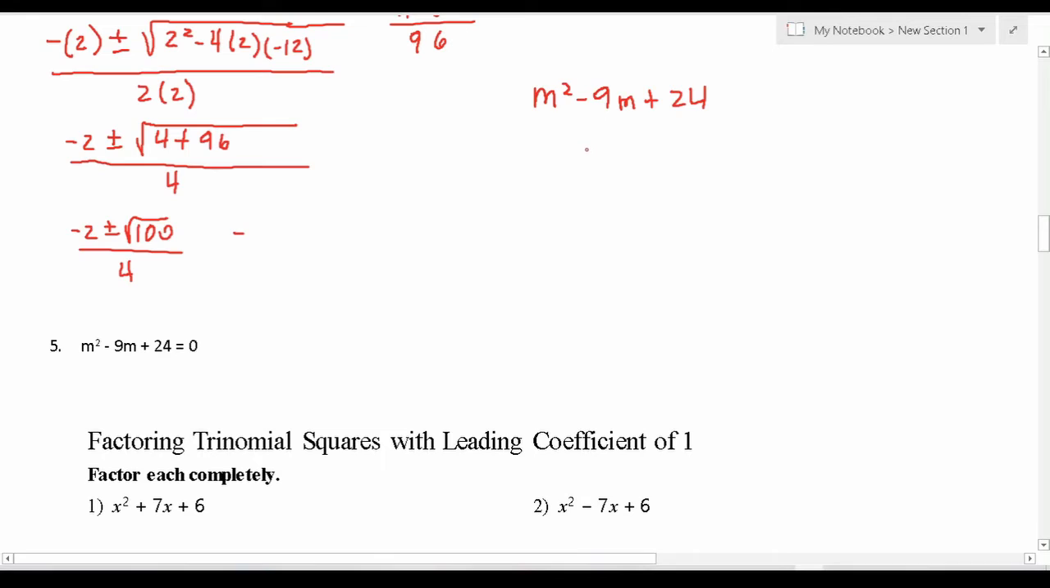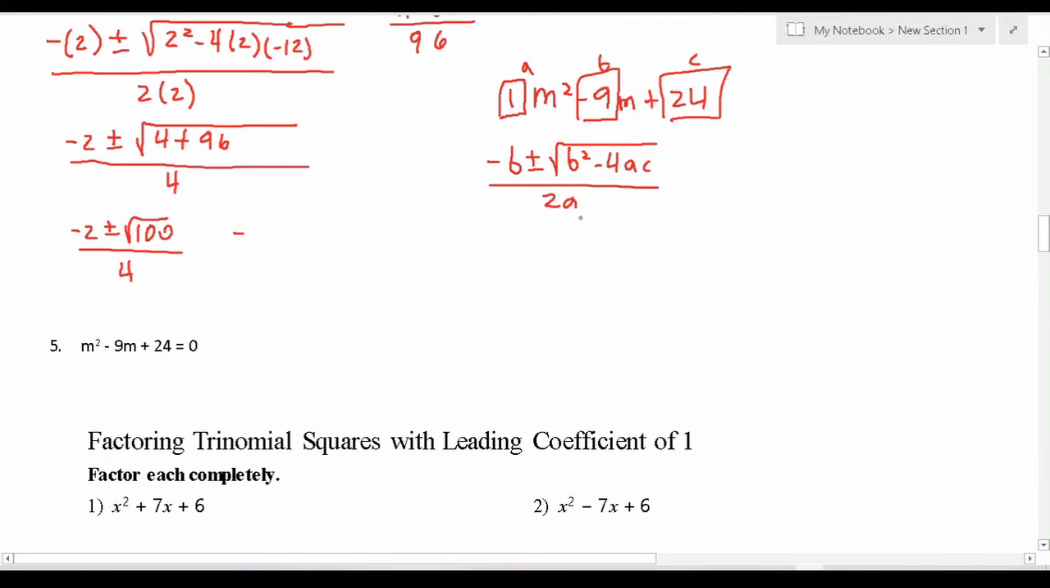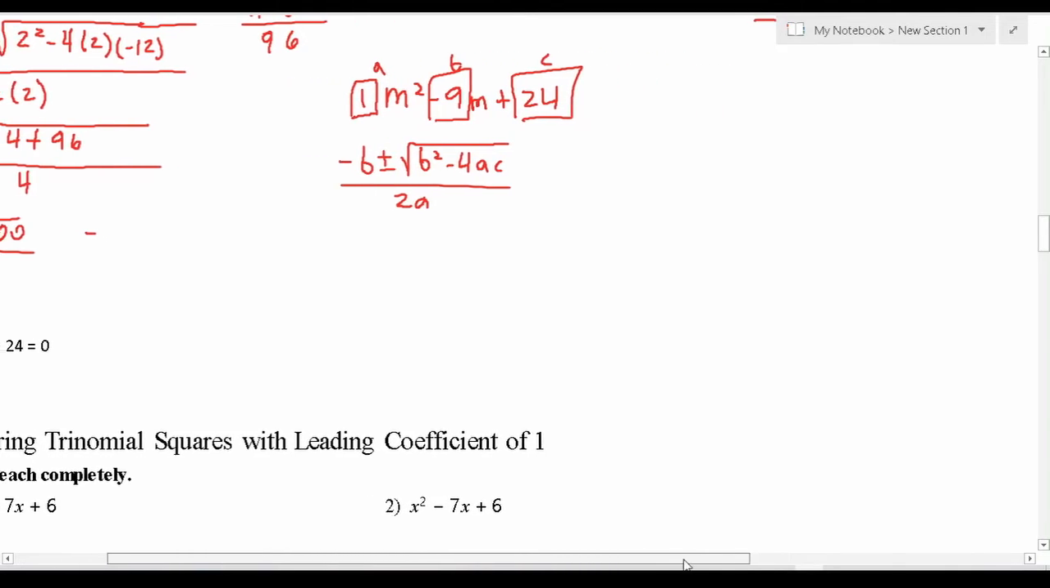Again, to start, we want to identify our a, b, and c. This would be our a, 1. Our b would be negative 9. And our c would be 24. Let's plug those things into the quadratic formula. Again, that's negative b plus or minus the square root of b squared minus 4ac over 2a. We've identified a, b, and c accordingly, so let's go ahead and plug those things in.